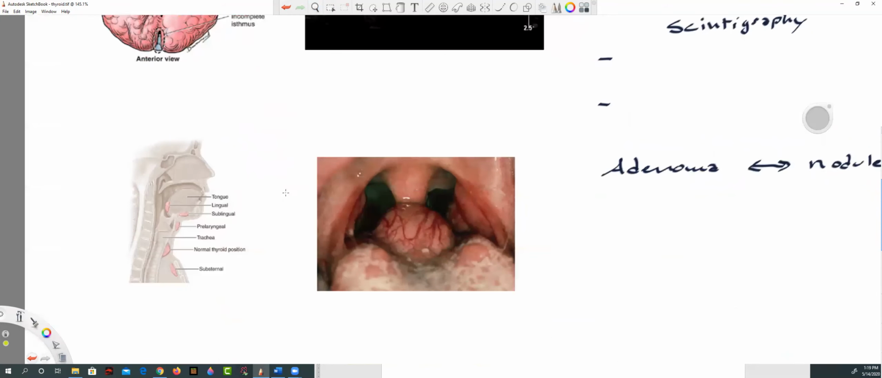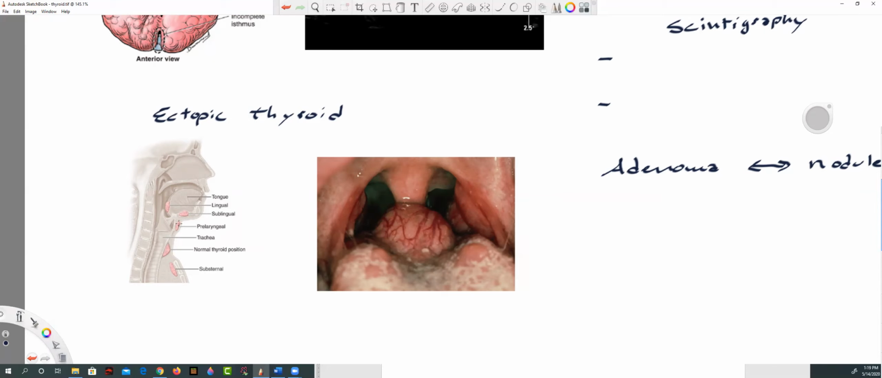We mentioned the other problem with migration, and that is ectopic tissue. Now, it's usually not the whole thyroid. It's usually just a little bit of thyroid. And here we have thyroid right on this kid's tongue. You can see his tonsils over here as well.